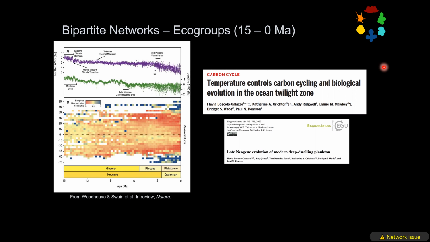And I think that this may be associated with the fantastic work done by Flavia Boscolo-Galazzo and others, showing that around 15 million years ago, planktonic foraminifera and calcareous nannofossils started to pioneer and migrate down through the water column into the twilight zone of the ocean, originating within the mid-latitudes. And they were following food and oxygen down into deeper depths.